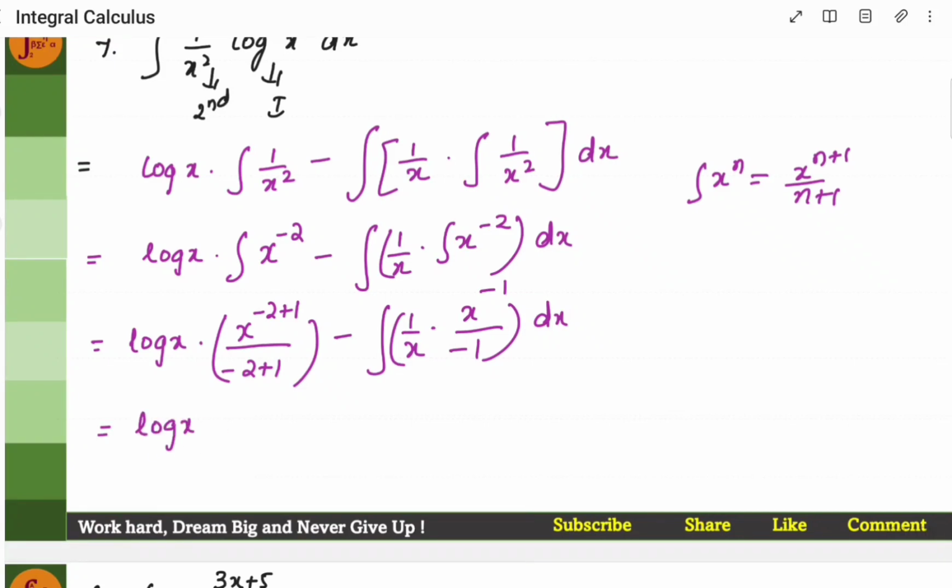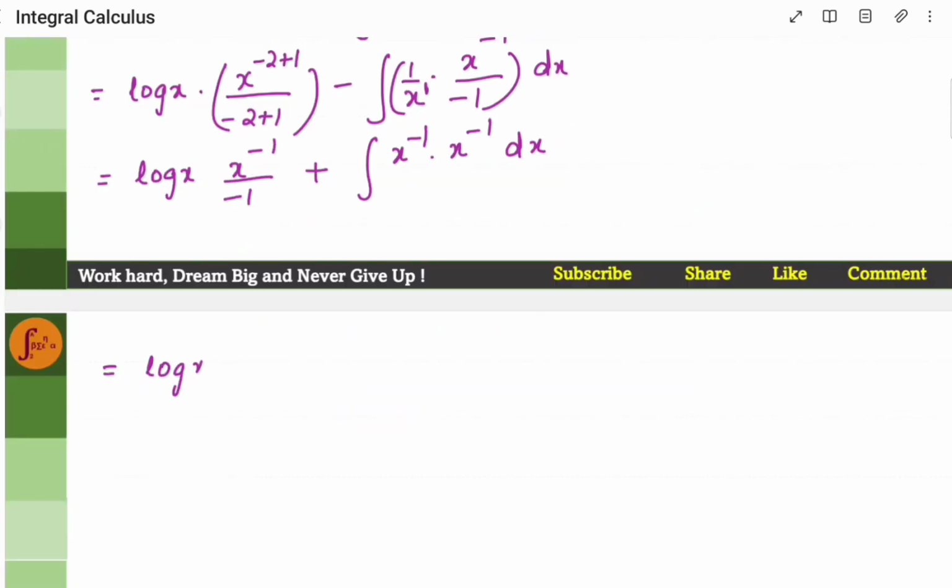We'll get log x, x to the power of minus 1 by minus 1, minus the integral of this. So if I take this on top, it's going to be x to the power of minus 1. And we already have x to the power of minus 1. Let's bring this minus outside. So when I bring the minus outside, minus and minus will become plus. I'll get this. So this will be minus log x. I can bring x down. So when I bring x down, minus 1 will become plus 1. Plus, this will become the integral of x to the power minus 1 will become minus 2.